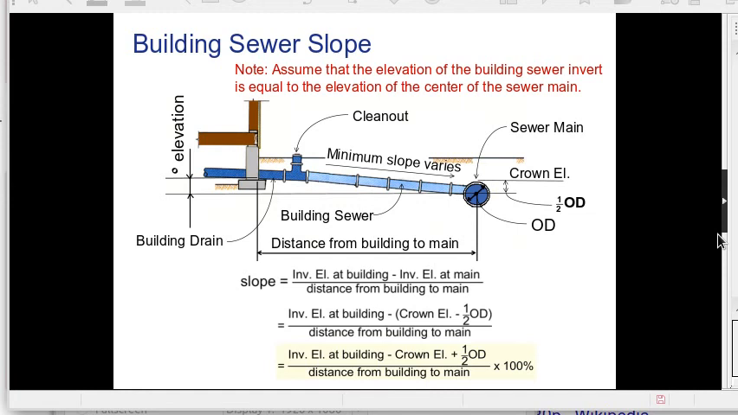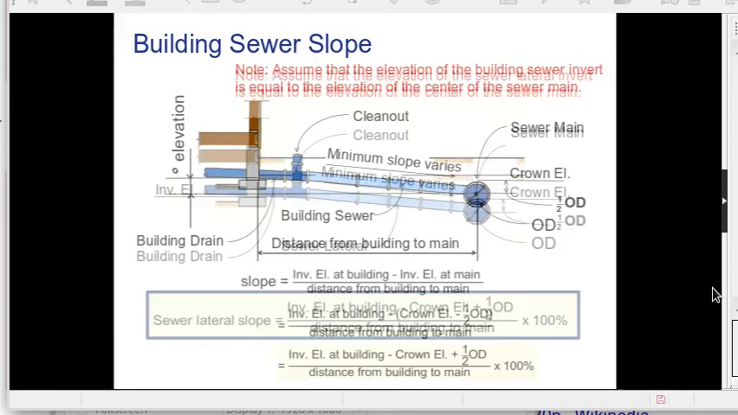So calculating this, you would identify these values: the invert elevation, the crown elevation, and 1/2 the outer diameter. All of these need to be in feet, and then divide by the distance from the building to the main.